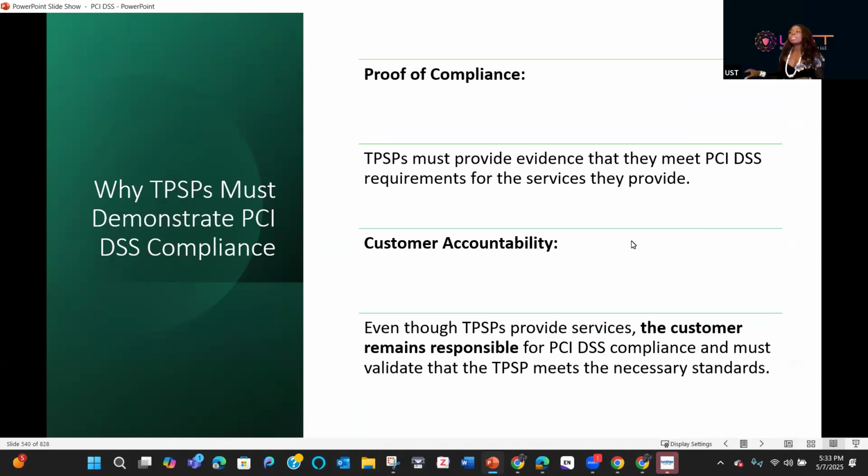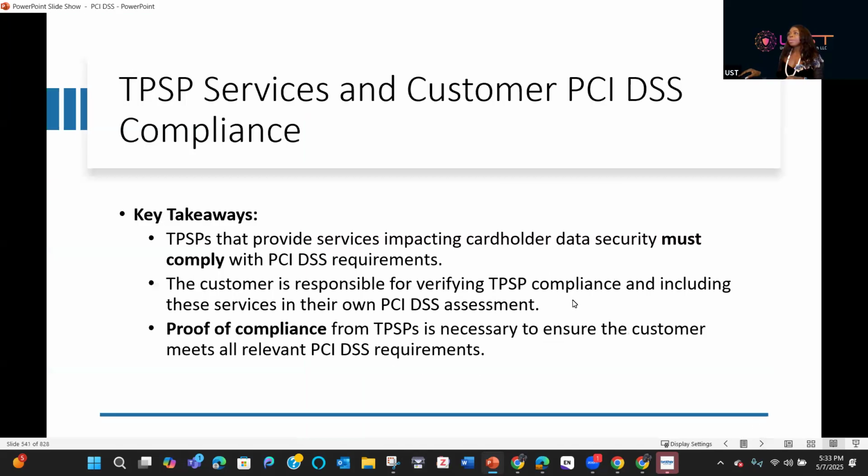But on customer accountability, even though the third-party service provider provides services, you also have responsibility. You will remain responsible for PCI DSS compliance and must validate the third-party service provider to ensure that they meet the necessary standards. And that brings us to the end of that. And then we are moving now to the next one, which talks about third-party service provider services and customer PCI DSS compliance. I think this is just a light slide that covers that.